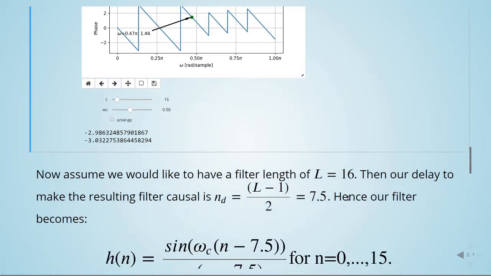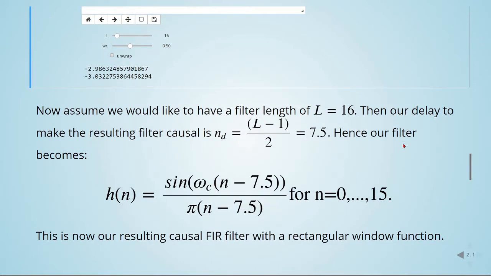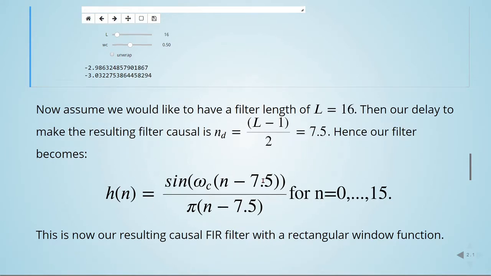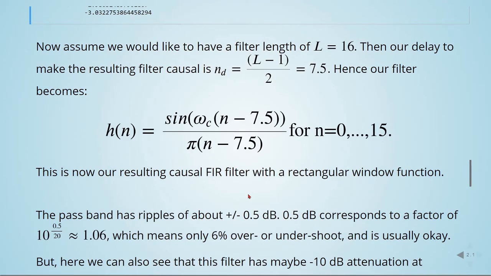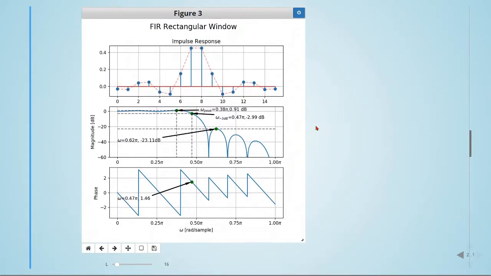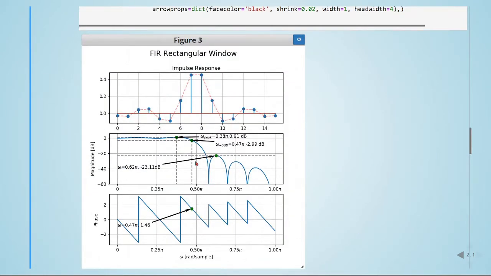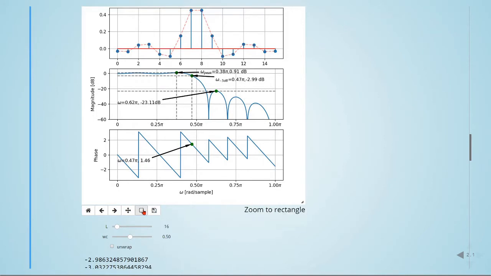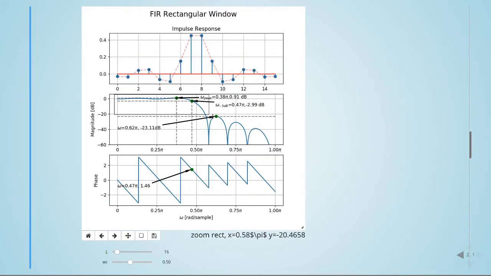So this is what we're doing. L is equal to 16. Our delay to make the resulting filter causal is 7.5. Then our filter becomes this expression here, and this is our resulting causal FIR filter with a rectangular function. So we can see that the pass band has some ripples. So we can zoom in a bit to see the ripples.